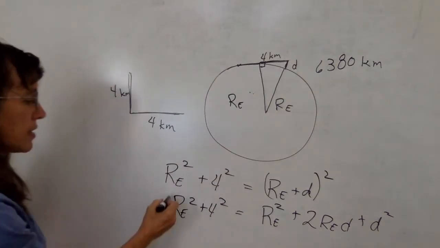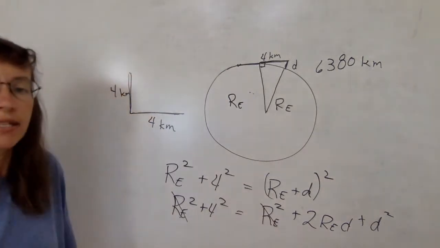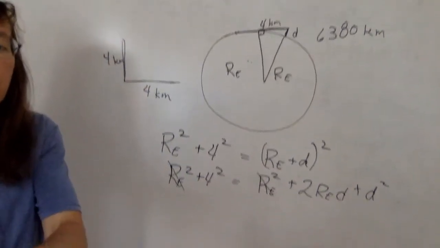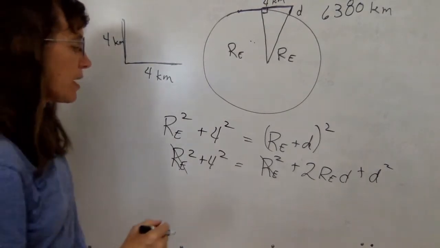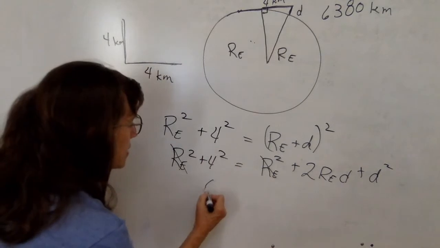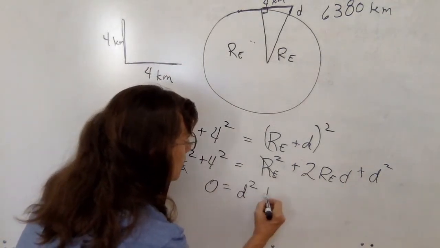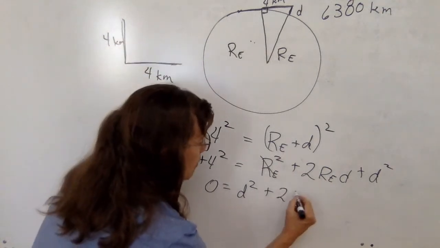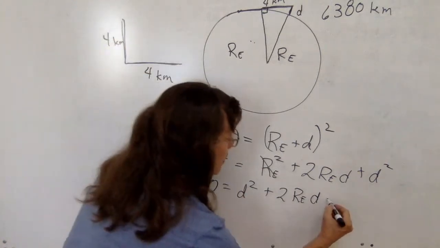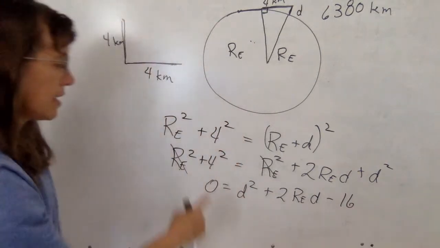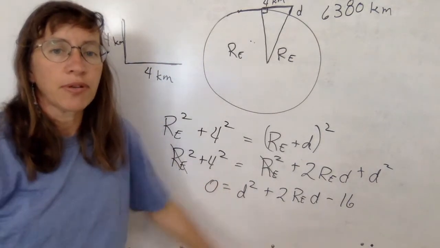You can look at this and see that there's a radius of the Earth squared on both sides, so we can subtract that from both sides and that will go away. And then so that we can get this into the quadratic format and be able to use the quadratic equation, we move the 4 squared to the other side. So we have 0 equals, I'm going to rearrange this, D squared plus 2 times the radius of the Earth times our distance D minus 4 squared. I'll just say minus 16. Okay, so I moved that to the other side. This equation is now ready to crank through the quadratic equation.